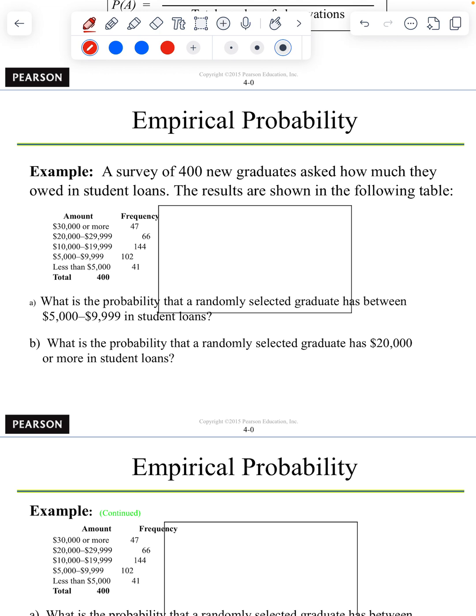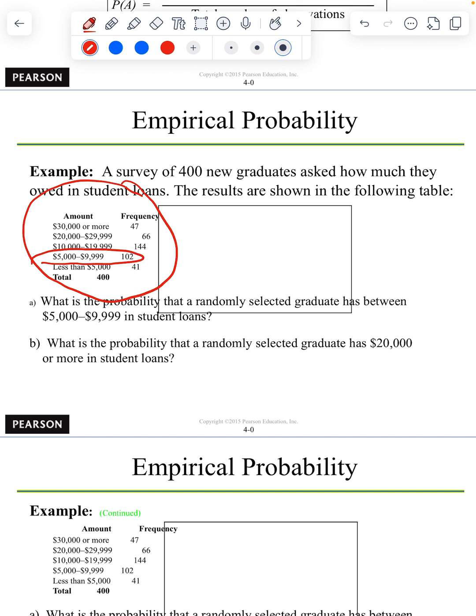So if we have 400 new graduates that are asked how much they owe on student loans, here you have a table and you have 400 total graduates in the observation. And I want to know what the probability is of a randomly selected graduate that has between $5,000 and $9,999 in student loan debt. Well, if you look at this, of those observed, I have 102 students that fall in this category.